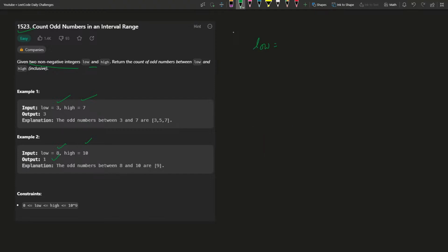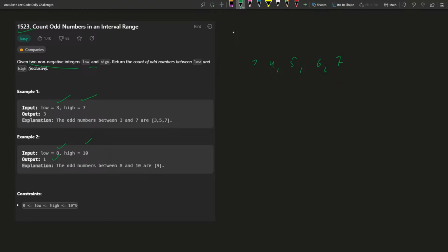Let's say low is 3. Let's write the range: 3, 4, 5, 6 and 7. You can see that here the first number is odd. But if I don't take it and just say this is the range, then tell me how many odd numbers exist in this range. You can see that only 5 and 7, two odd numbers, exist.